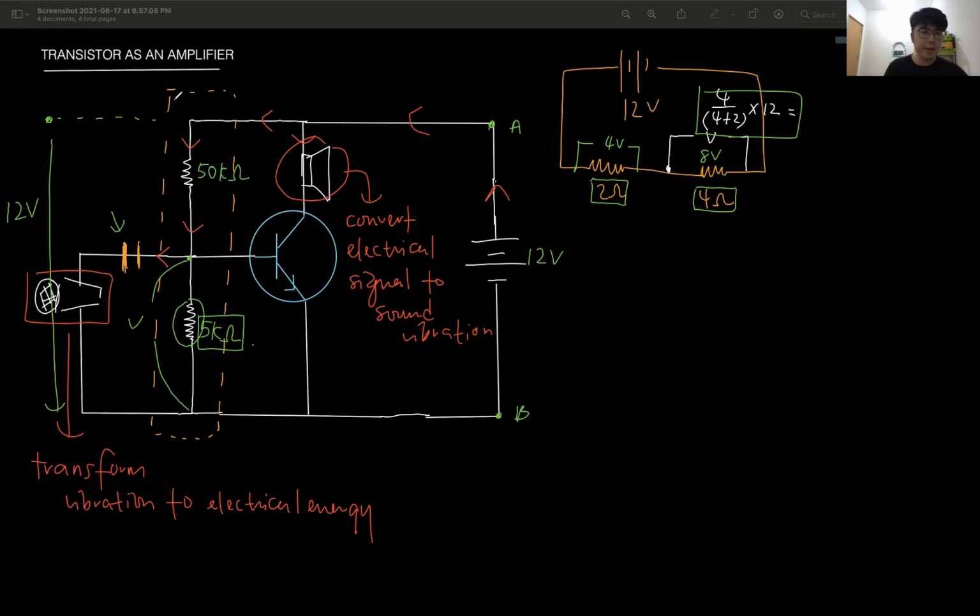So again, the potential divider is the one that provides the voltage over here and over here, and you have a variation of voltage from the microphone. Notice that this circuit is different from the previous one. The previous one has a battery at the base circuit. This one does not have a battery. The voltage is provided by the potential divider, so it does not need a battery.